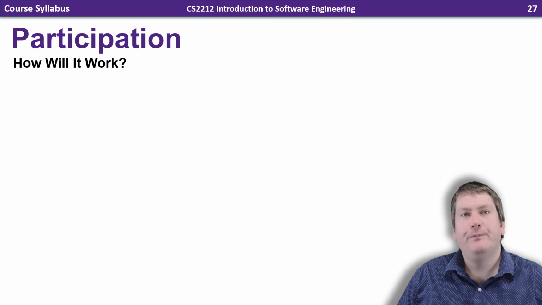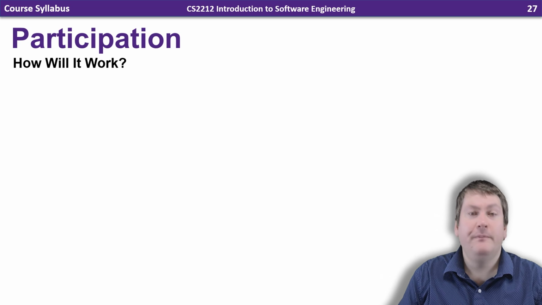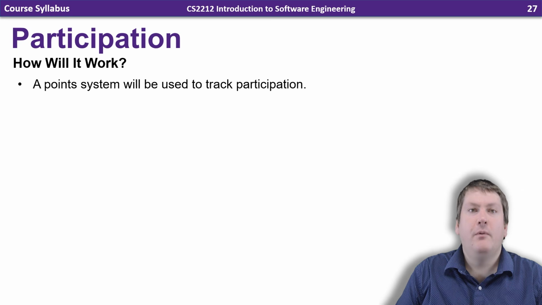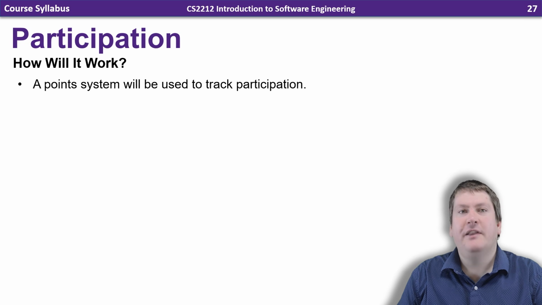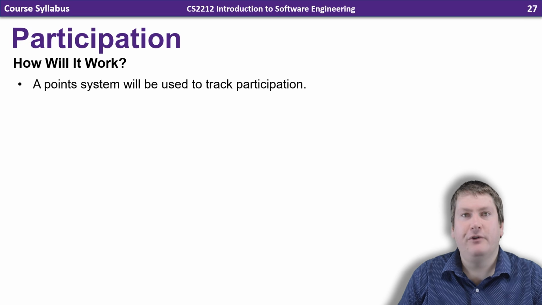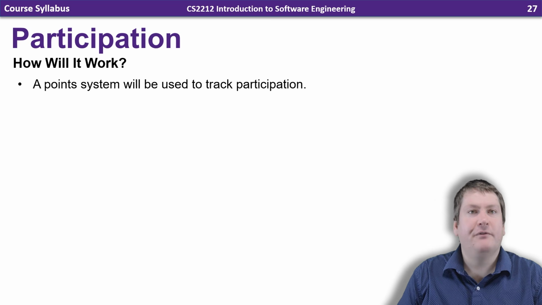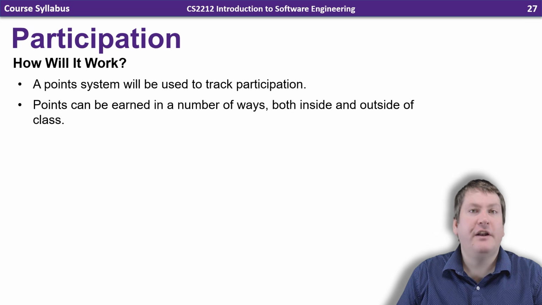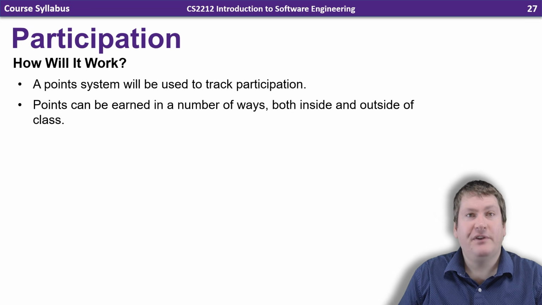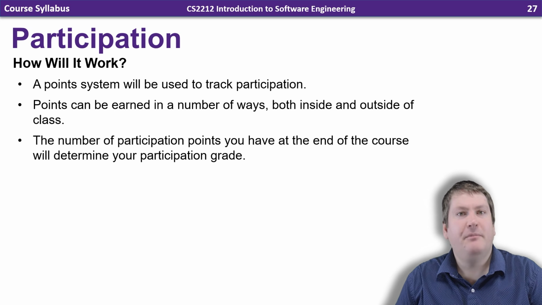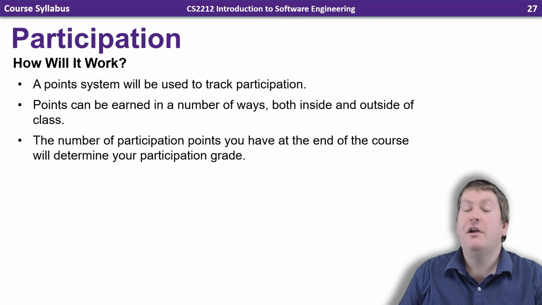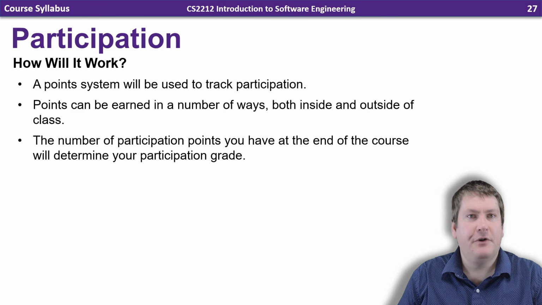So now I did mention there was a participation system in this course. So how's that going to work? Well, it's going to be based on a point system to use to track participation. I find this to be a little bit more objective rather than a subjective approach to monitoring students' participation, and it makes it a little bit easier for you to figure out how you're doing in the course. So points can be earned in a number of ways, both inside and outside of the classroom. So the number of participation points you have at the end of the course will determine your final participation grade.